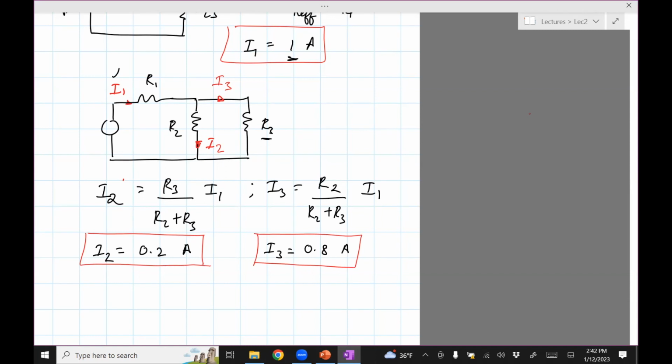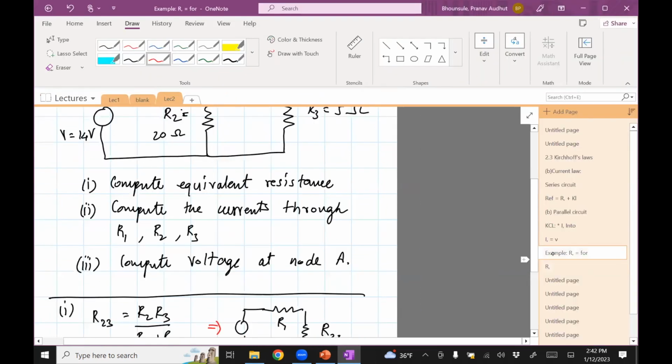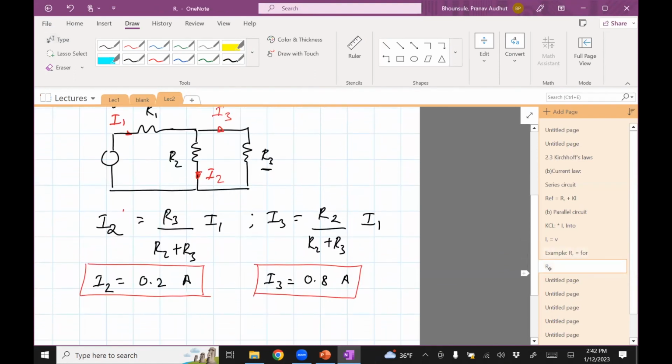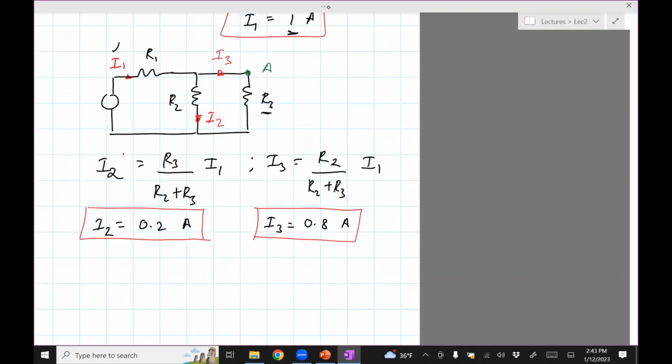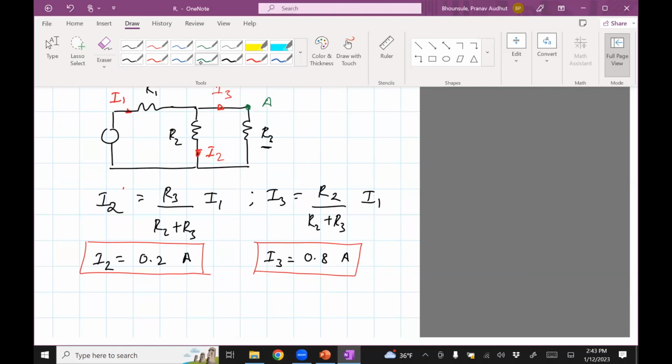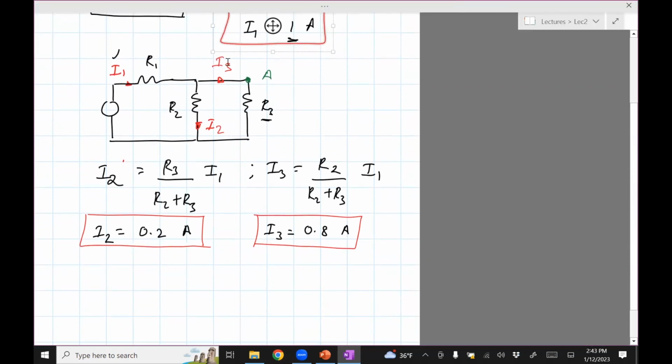Okay, and then the last question is to compute the voltage at node A. Node A was this one. So the voltage across node A is also the voltage across R3. Remember, this is connected to the ground. This is the negative or the ground, and this is the positive. So it's also the voltage across R3.